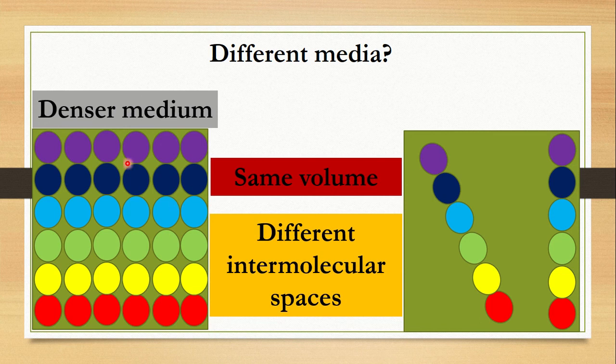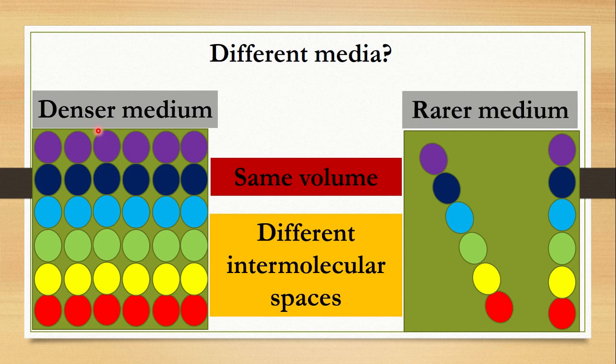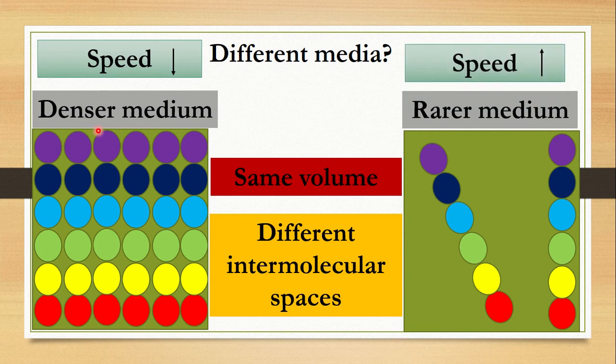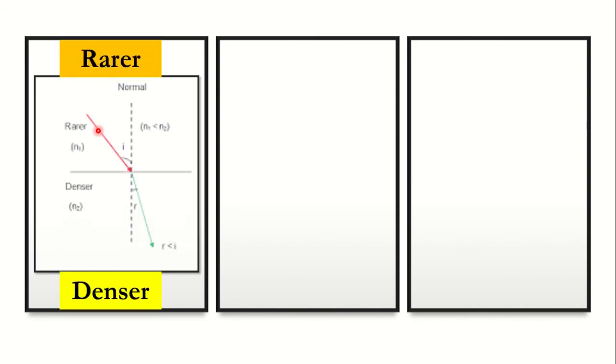So in this case where the intermolecular space is less and the medium is packed with a lot of things, it is known as a denser medium, whereas where the intermolecular space is more, it is known as a rarer medium. So what happens when it is denser and rarer? Here you can see the speed of light decreases, and here you see the speed of light increases. So there are three cases that we are going to study. When light moves from rarer to denser medium, what happens?